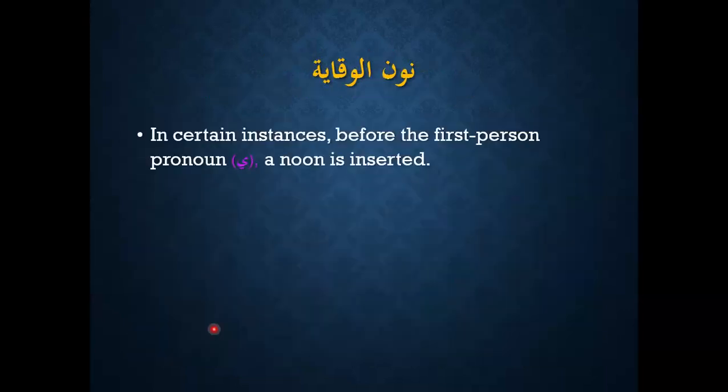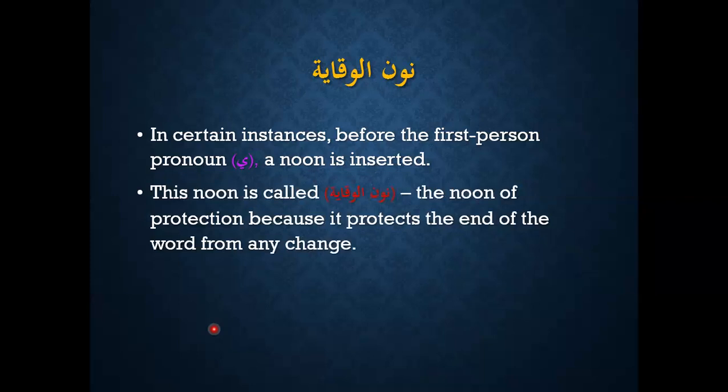Next, noon al-wiqaya. In certain circumstances, before the first person pronoun ya, a noon is inserted in order to save the i'rab of that last word. Because ya would dictate that everything before it should be with a kasra generally, or fatha. So this noon that you additionally add is called noonul wiqaya. Wiqaya means protection, to erect a shield. That is where the word taqwa comes from. Wiqaya is the masdar of waqa yaqi. This is where you derive taqwa from.